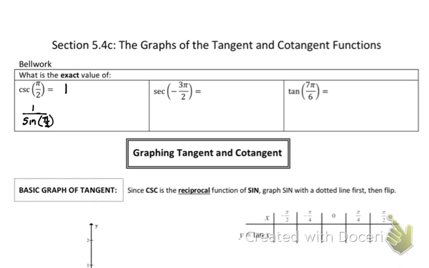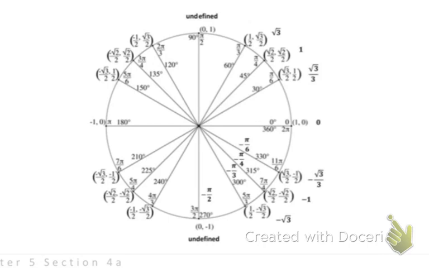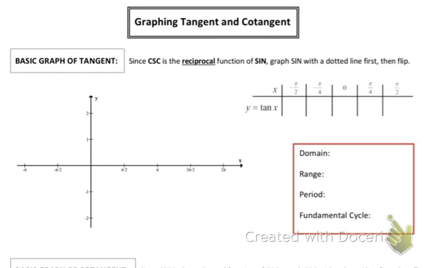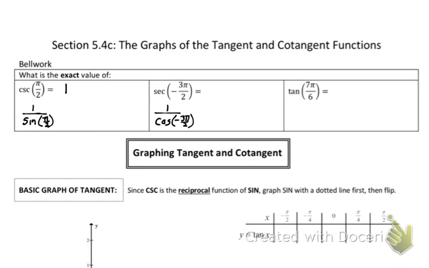Well, secant is cosine. So we're really trying to find the reciprocal of cosine of negative 3 pi over 2. So I'm looking at my cosine value. My cosine value is 0. Does that mean my reciprocal is also 0? In other words, is my answer 0 on this one?